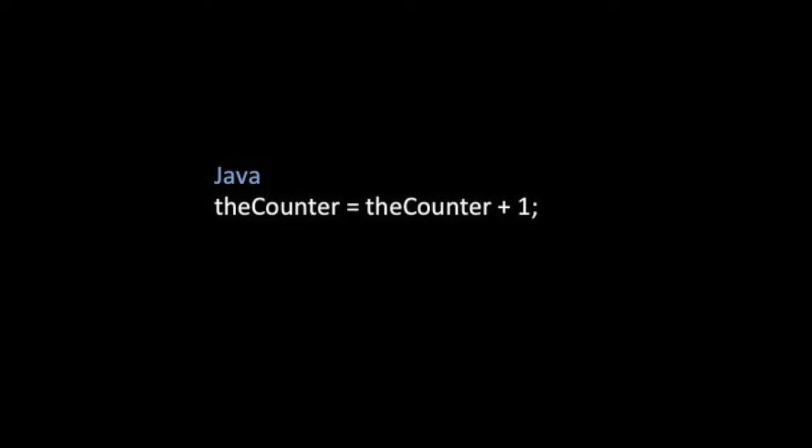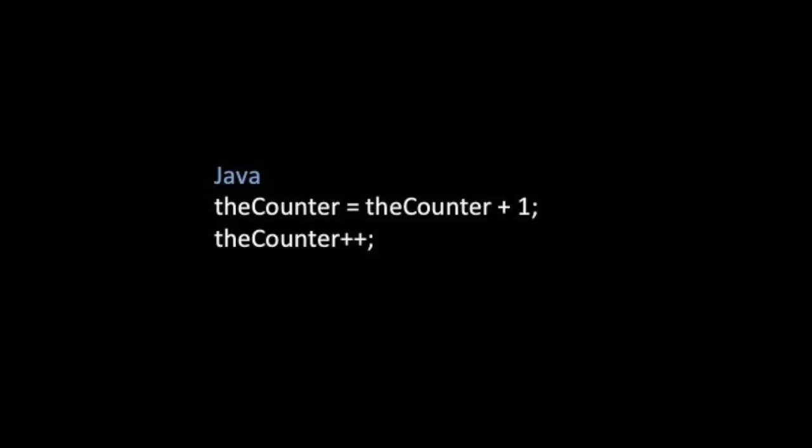In Java, we can say the counter equals the counter plus 1, where equals is the assignment operator. And Java also has a faster way of doing this, which is called a unary operator, and that's just to say the counter plus plus, which means increment the counter by 1 and store that value back in the counter.